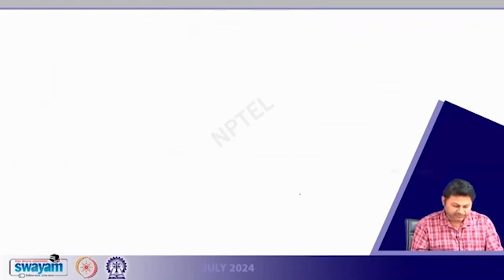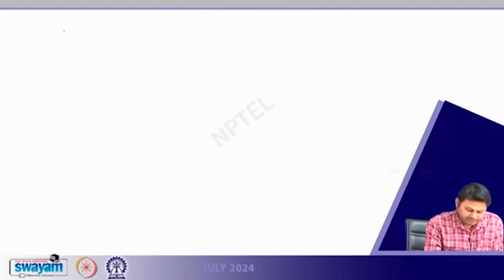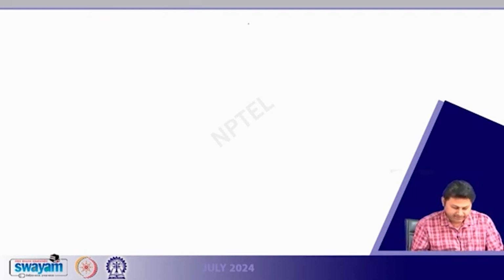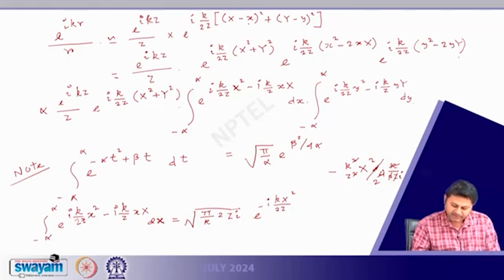So, essentially what we have is this, that alpha e to the power of i k z divided by z e to the power of i k divided by 2z x square plus y square, that value multiplied by e to the power of whatever we had here. I need to put here, we have this quantity and e to the power i k x square divided by 2z. So, for y also we have this term.